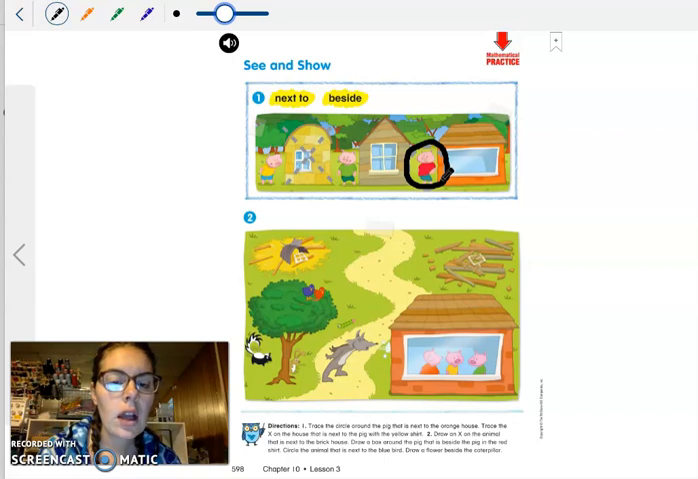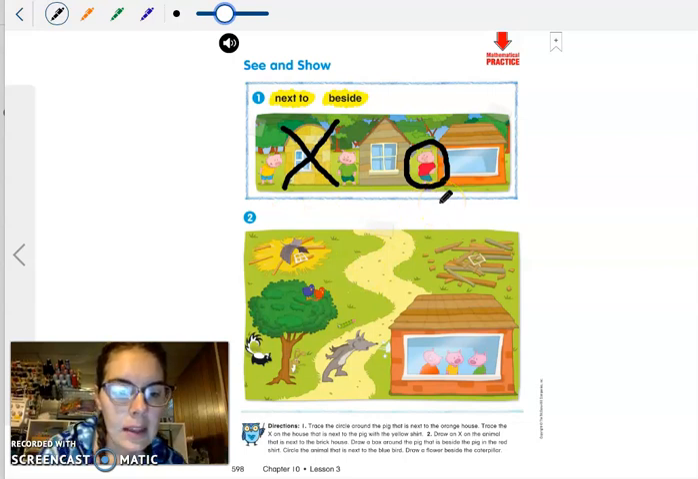Now we're going to trace an X on the house that is next to the pig with a yellow shirt. So here's the pig with the yellow shirt. We're going to say this is next to the pig with the yellow shirt. So draw an X.